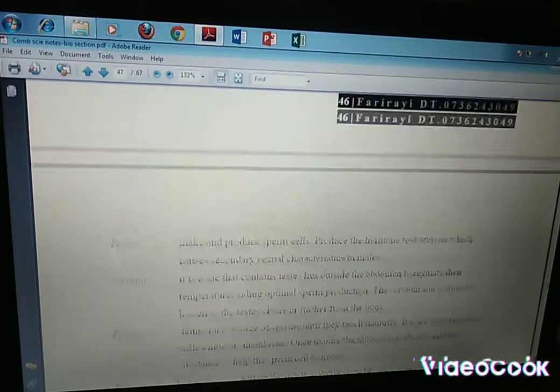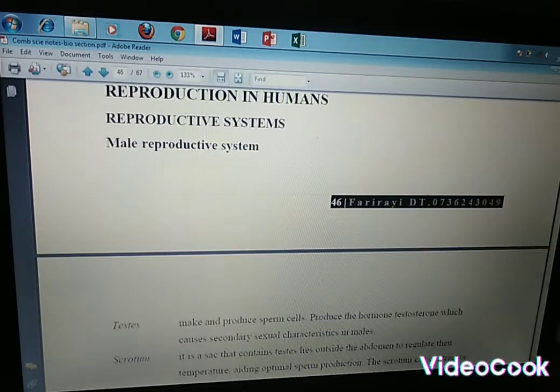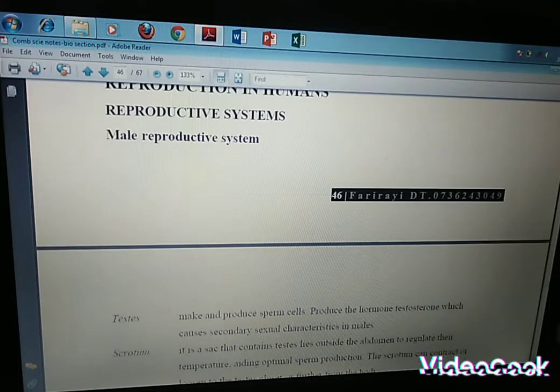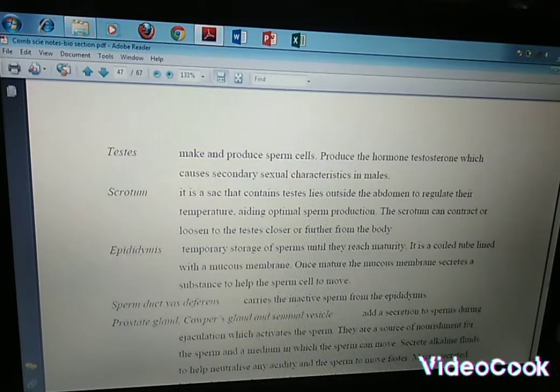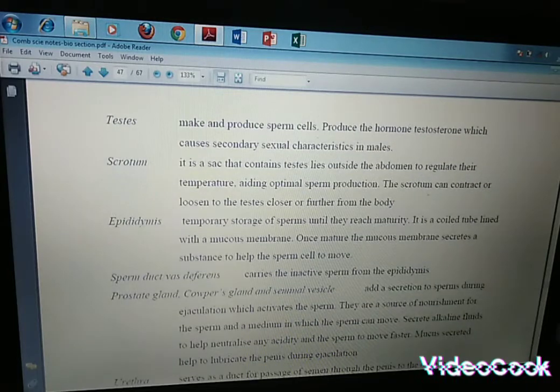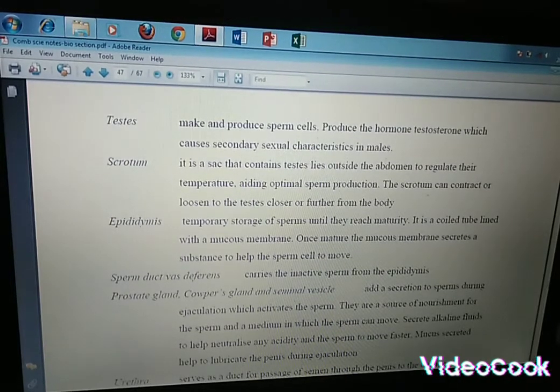We talked of the testes. What are they for? Why are they important? Number one, the testes, they make and produce sperm cells. That's very important. They produce the hormone testosterone, which causes secondary sexual characteristics in males, which causes the boys to become men, right? And then we've got the scrotum.